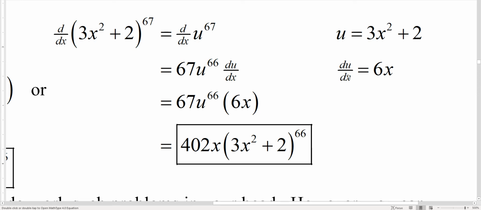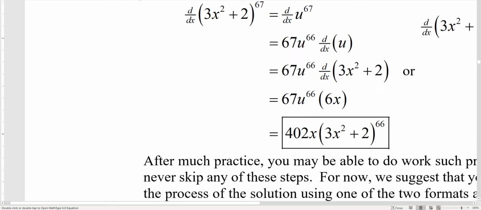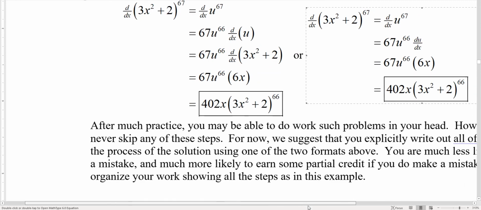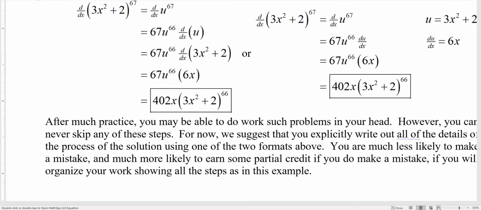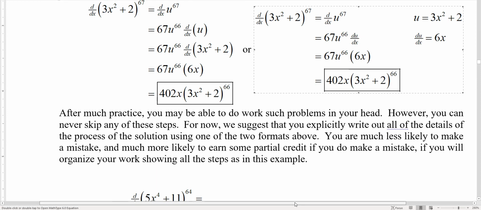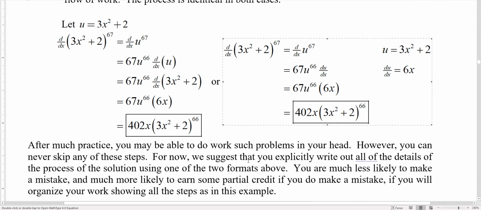So the derivative of u with respect to x is just 6x. So I can take that 6x and replace the whole du over dx by 6x. And again, I get the same answer. So it really doesn't matter which of those two ways we write it down. That's really boiling down to exactly the same steps. It's just two different formats for writing it down.